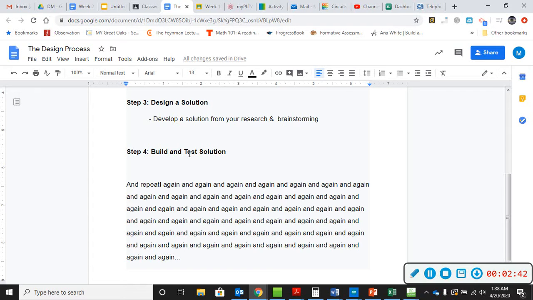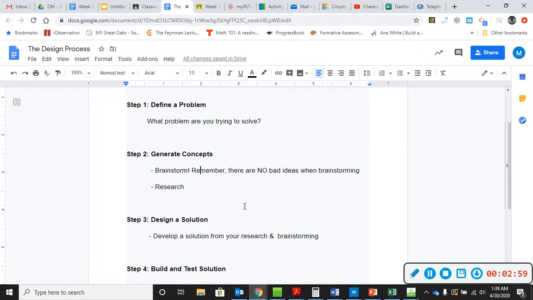Once you build, you do have to test the solution. Does it work? Does it meet all the requirements? Does it solve the problem you were originally trying to solve? Usually, if it's the first time you've done something, the answer is no. It doesn't solve the problem, or something doesn't work. So we have to go back to one of these other steps.